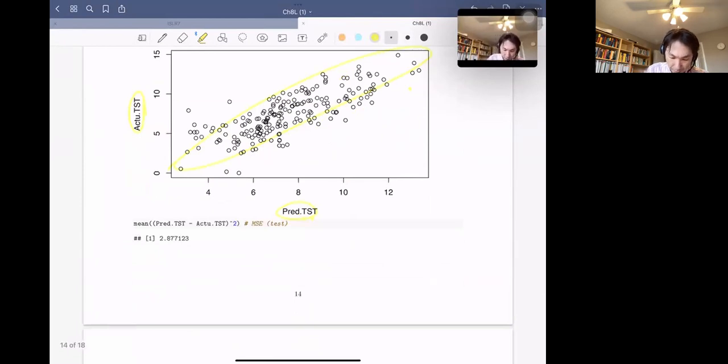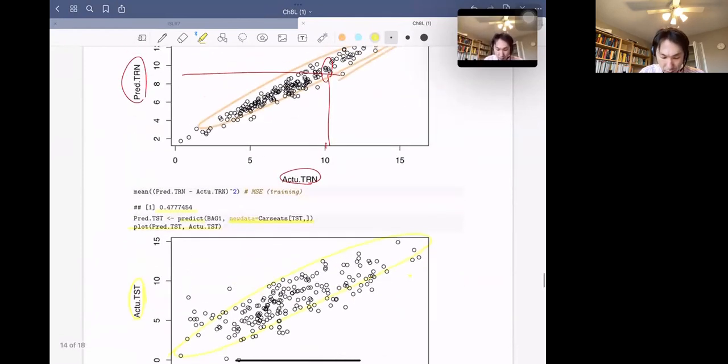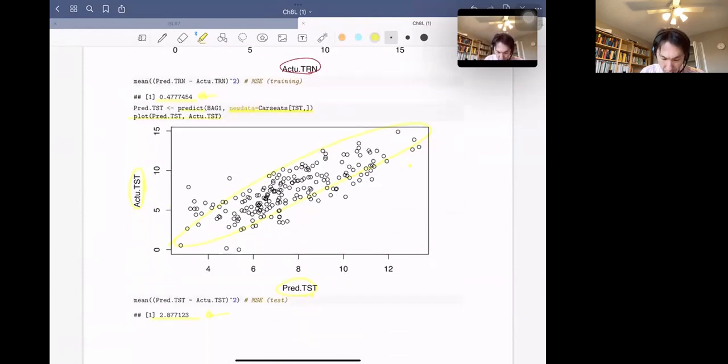And actually, if we calculate the MSE, mean square error for test data, that is 2.87. So this is the 0.477, but this is the 2.87. So this is pretty large. We haven't done any cross validation or something, so we just fit the random forest without anything. So we make basically a very large tree.